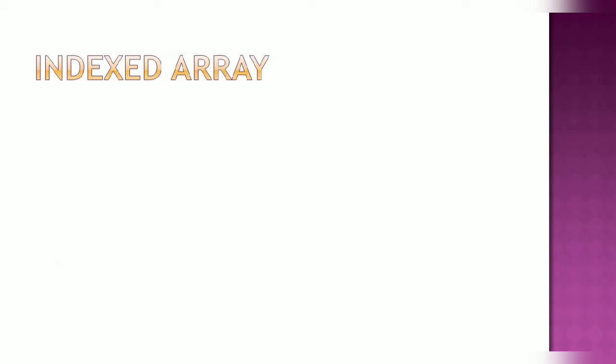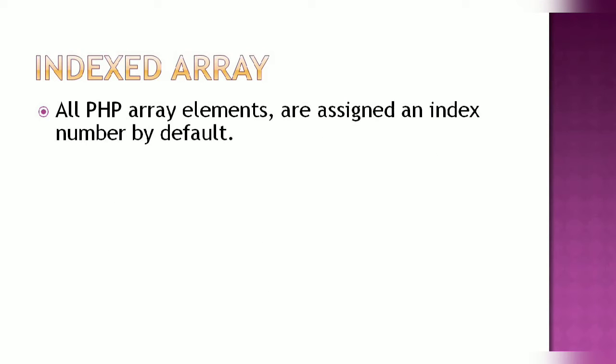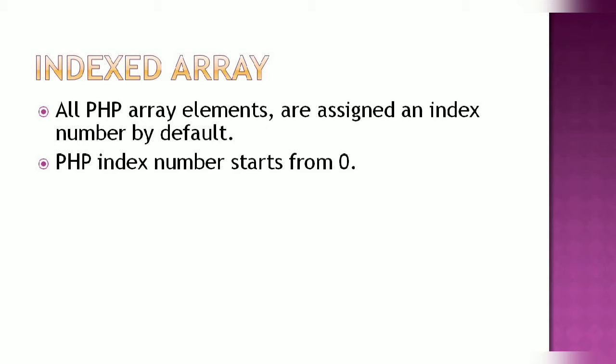First one, indexed array. All array elements are assigned an index number by default. So by default, each and every element of an array is going to get one index. PHP indexes start from 0. So the first index is going to be 0 and so on.